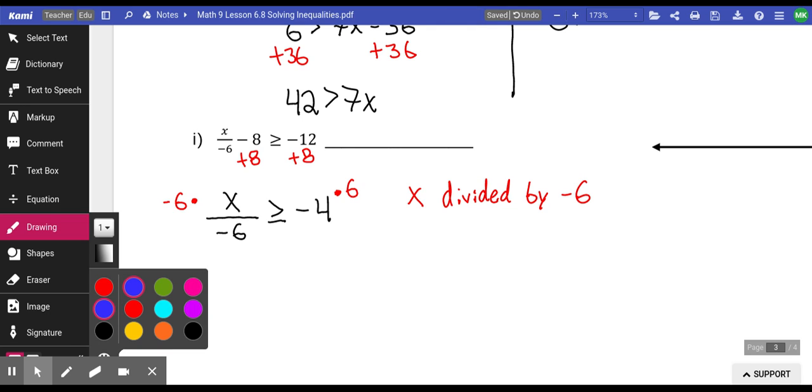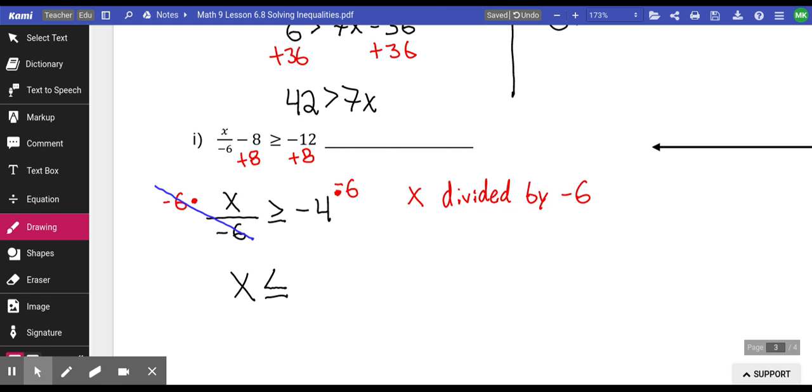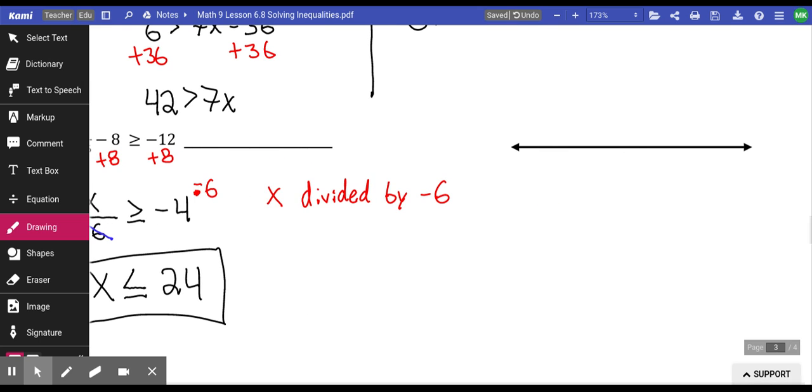On the left-hand side, those will cancel out, leaving me with x is greater than or equal to, and then, back up for a second. I just multiplied by a negative. Because I multiplied by a negative, I reverse my sign. Remember that. Multiplying by a negative reverses your sign. -4 times -6 becomes a positive 24. So my answer is x is greater than or equal to positive 24. If you wanted to draw this, we are looking like that.